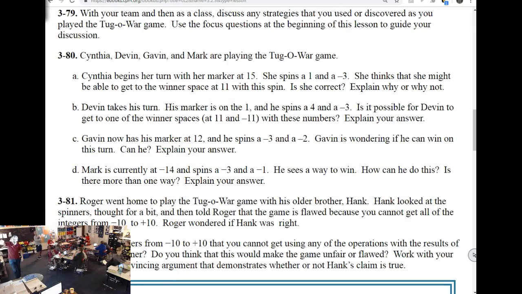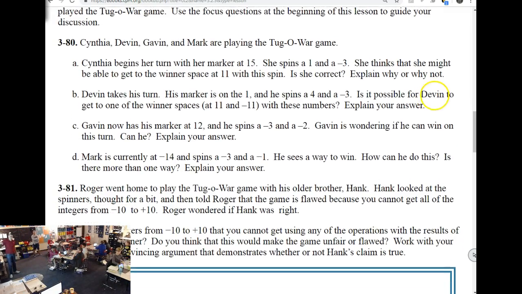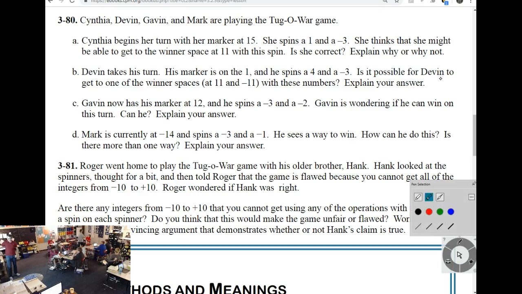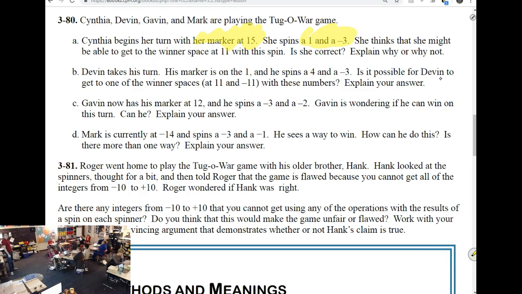Okay? So, just to make sure that we're comfortable with everything we just did, we look at number 80, and Cynthia, Devin, Gavin, and Mark are playing. Cynthia begins the current turn, so not like the beginning of the game, but her current turn with her marker at 15. She spins a 1 and a negative 3, and she thinks she can get to a winning space. I need you and your partner, I think we should be able to do this in about 45 seconds probably. Figure out if Cynthia can get to a winning space with the spin she just spun starting at positive 15.